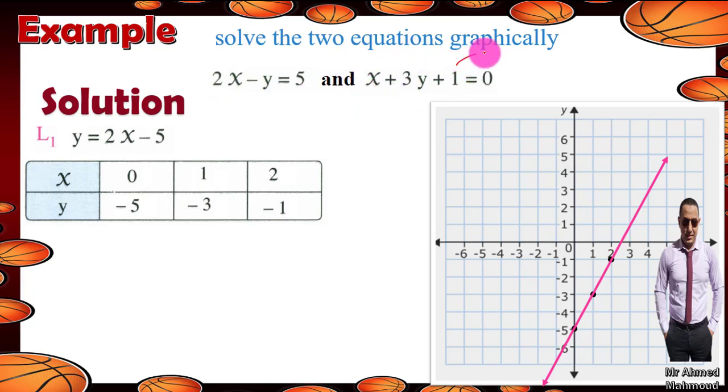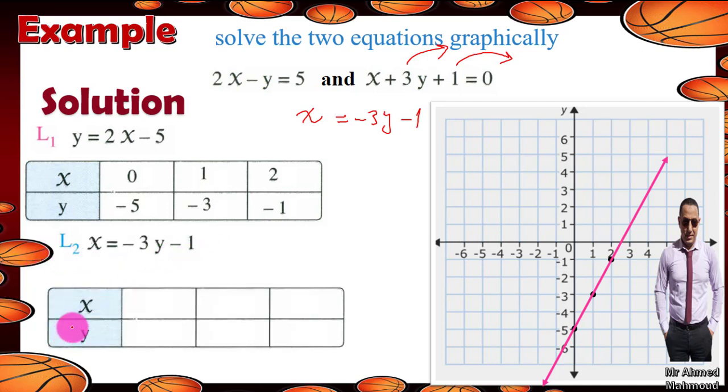زي كده هنودي ال1 السايد التاني، وهنودي ال3y السايد التاني. هيبقى الايكويشن شكلها كده x equal negative 3y minus 1. Then I'm going to make a table for the second equation like this. L2: x equal negative 3y minus 1. Then I'm going to do the table.